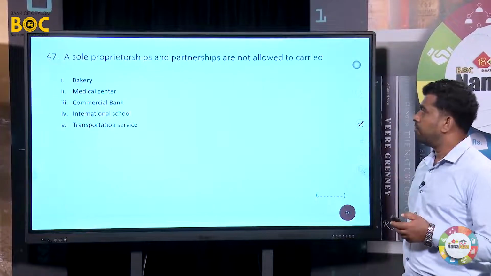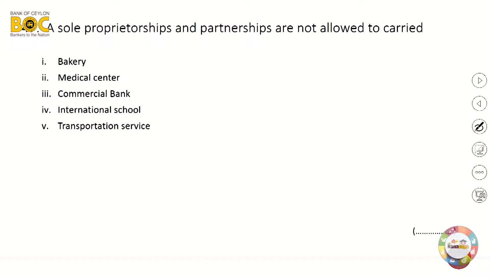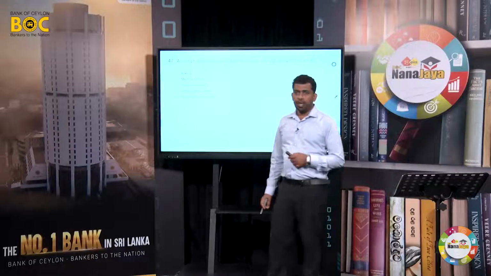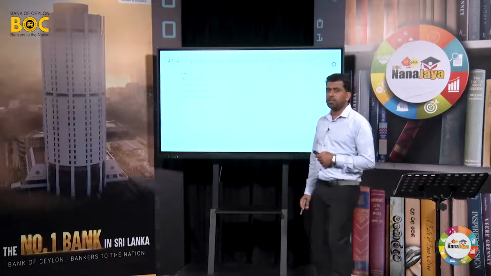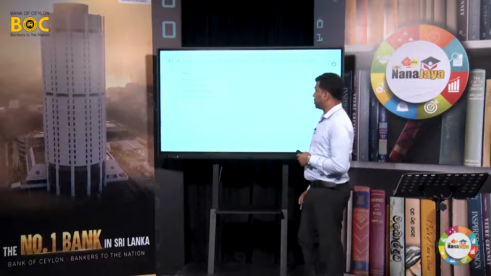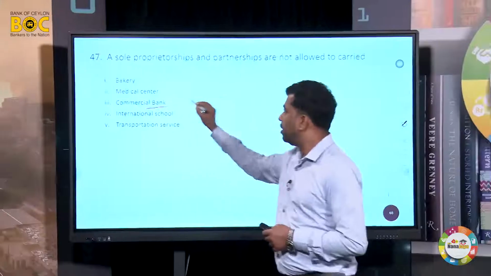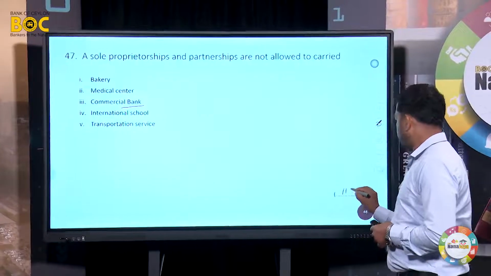Question number 47. Sole proprietorships and partnerships are not allowed to carry out as a bakery, as a medical center, as a commercial bank, as an international school, and as a transportation service. A commercial bank should be carried out as a public limited company, a listed public limited company. So the correct answer is a commercial bank, that is third option.